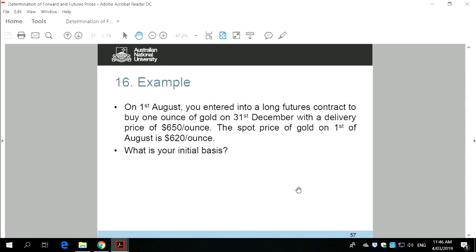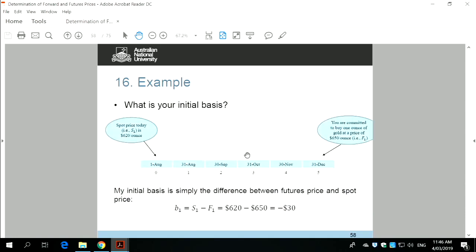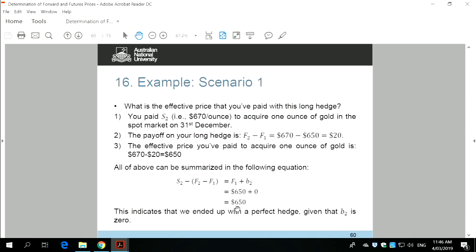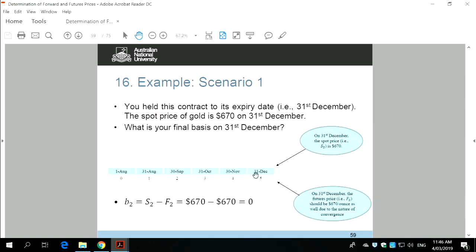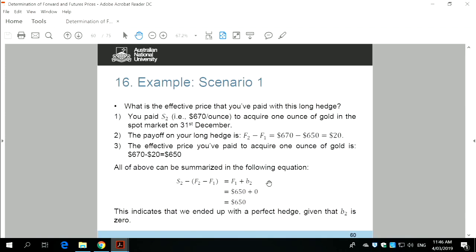And remember, what is the cost that we wish to lock in? We wish to lock in 650 on 1st of August, and we managed to do that, right? So that is a perfect hedge. That's where the basis is 0. That's where you're holding this contract to maturity, and you close it off on the maturity date. So we end up with a perfect hedge. But remember, I said this is the rare event. The most likely event is you're going to end up with an imperfect hedge.